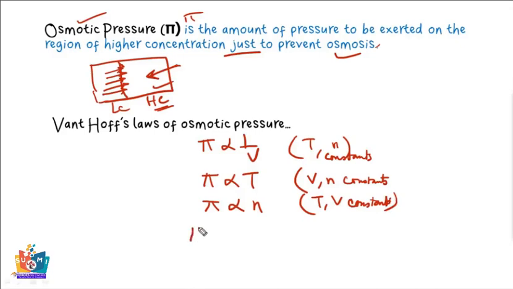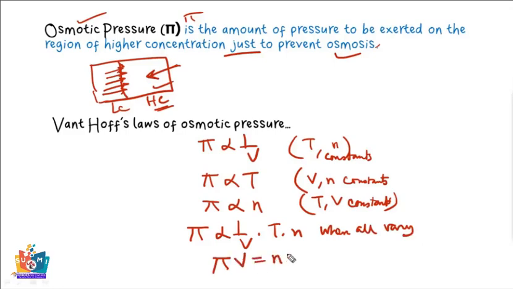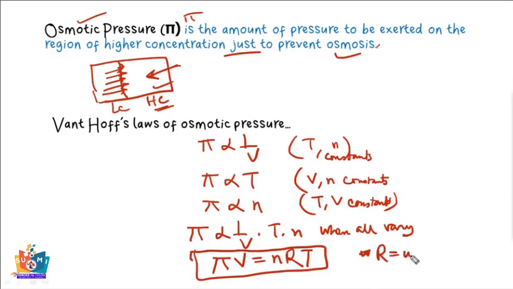Combining all these three, we get pi is proportional to 1 upon V dot T dot N when all vary, that is, T, V, N change. So pi V equal to NRT. We are inserting a constant called R, which is universal. It was the universal gas constant earlier. Now it is the universal liquid constant. Now we have pi V equal to NRT. Pi is osmotic pressure, V is volume, N is number of moles, T is temperature in Kelvin scale, and R is the universal liquid constant.